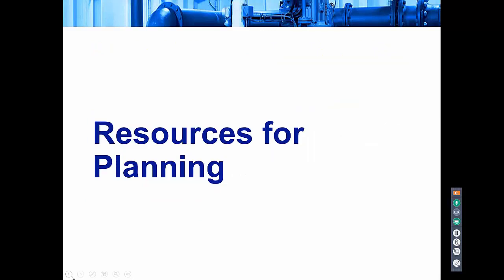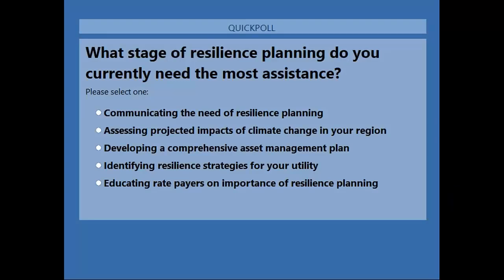And so quickly, just to ask another polling question. If you could please select from one of the following for the question of what stage of resiliency planning do you currently need the most assistance with? You could choose communicating the need of resilience planning to decision makers, assessing projected impacts of climate change in your region, developing a comprehensive asset management plan, identifying appropriate resilience strategies for your utility, and educating ratepayers on the importance of resilience planning. And we'll leave that polling question open for another 10 seconds.